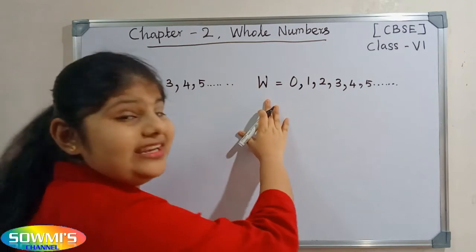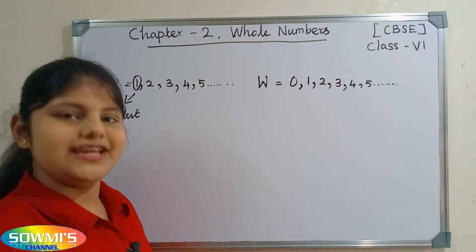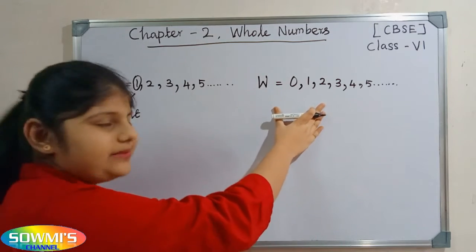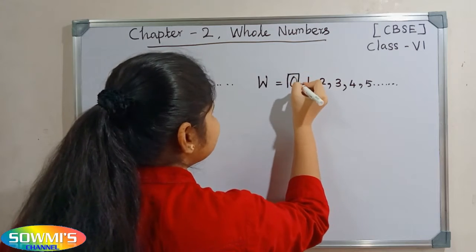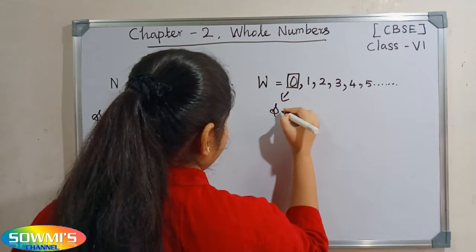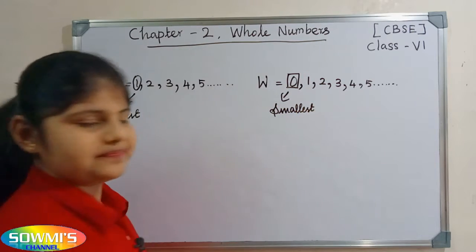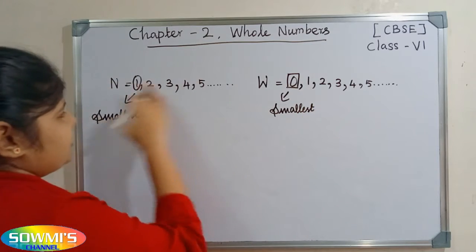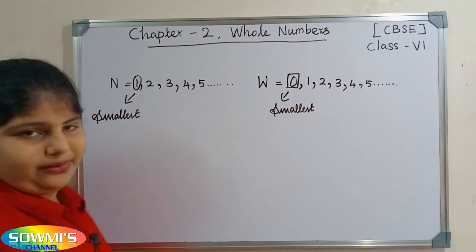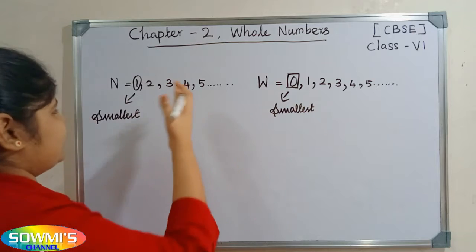Do you know which is the largest whole number? The largest whole number cannot be obtained because they are infinite. Can you find which is the smallest whole number? The smallest whole number is 0. All natural numbers are whole numbers, but all whole numbers are not natural numbers because in whole numbers there is 0, but in natural numbers there is no 0.